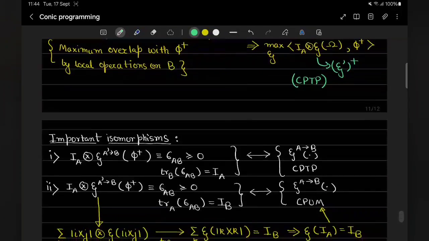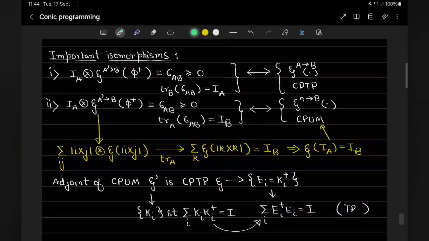So now let's look into some important points regarding the isomorphism. The isomorphism is that if you have a CPTP map, it is isomorphic to an operator that is positive semi-definite and whose trace on the B part gives you identity on A. So this condition is of trace preserving and this condition is of complete positivity. And this is the Choi isomorphism or Choi-Jamiolkowski isomorphism.